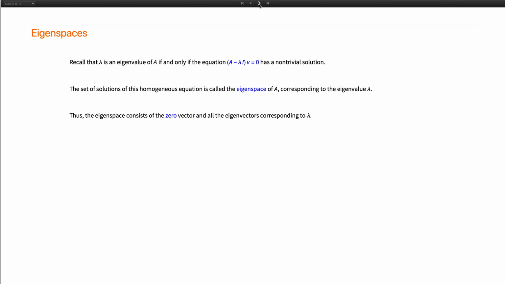Okay, so now let's talk about eigenspaces. If you have an eigenvalue, then of course, by definition, you have this equation over here being satisfied in some non-trivial, non-zero way. Now, this is a homogeneous equation. The right-hand side is 0, so you have potentially many solutions, and the set of all these solutions is called the eigenspace of A, corresponding to the particular value lambda. And of course, 0 is always a solution, so in fact, we'll think of 0 as belonging to the eigenspace as well, along with all the eigenvectors corresponding to lambda.